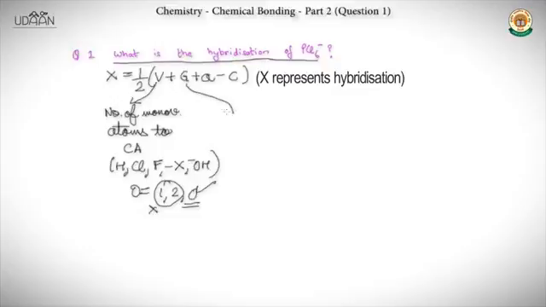G is the number of outer shell electrons in the ground state of the central atom. Because here we are finding the hybridization of the central atom, which in this case is phosphorus. Alright, then what will A be?